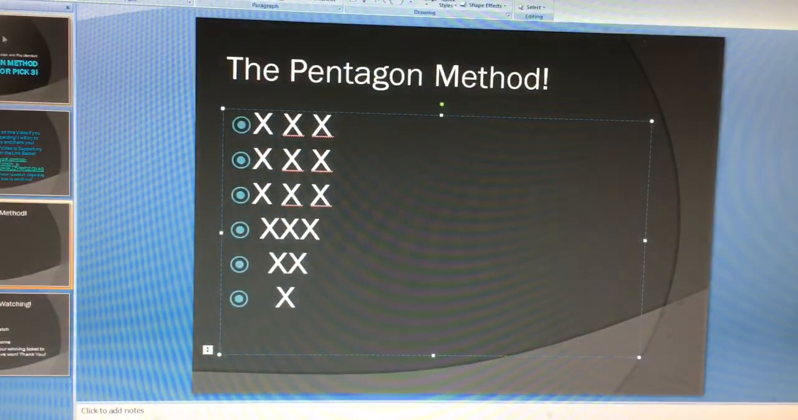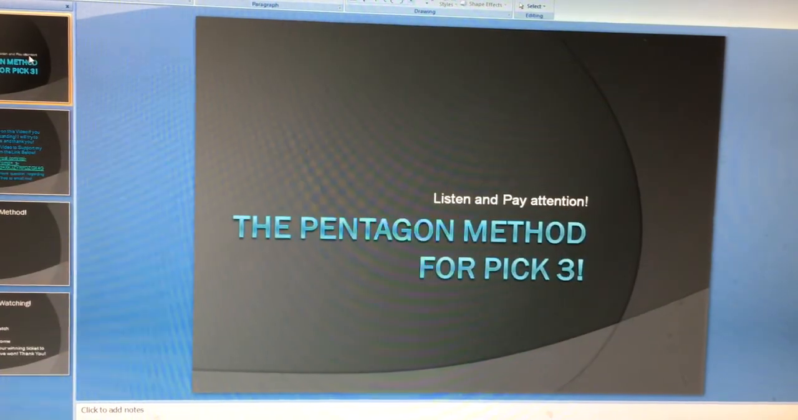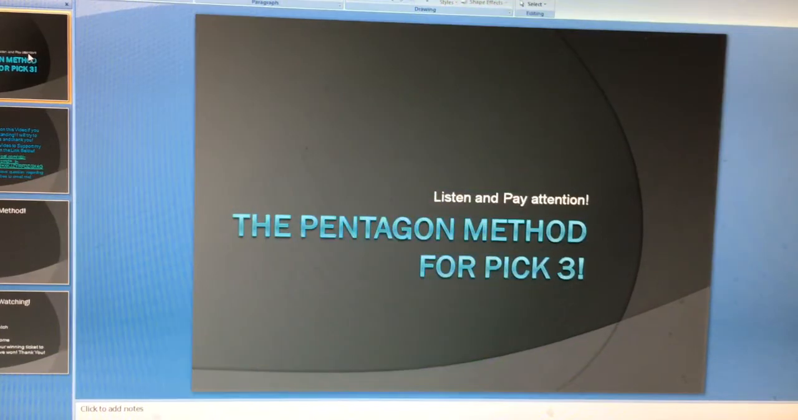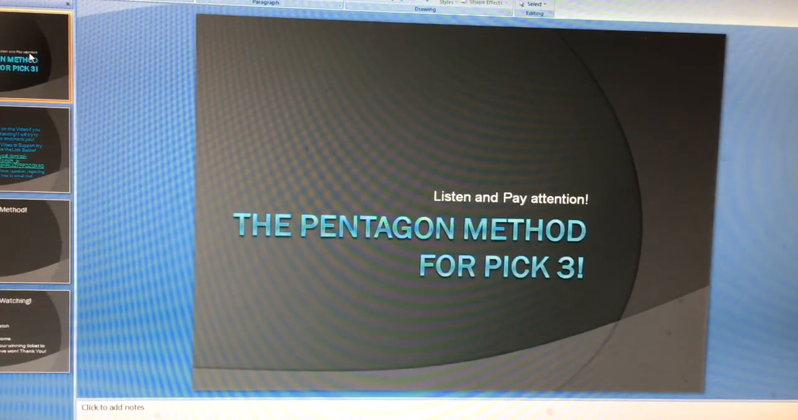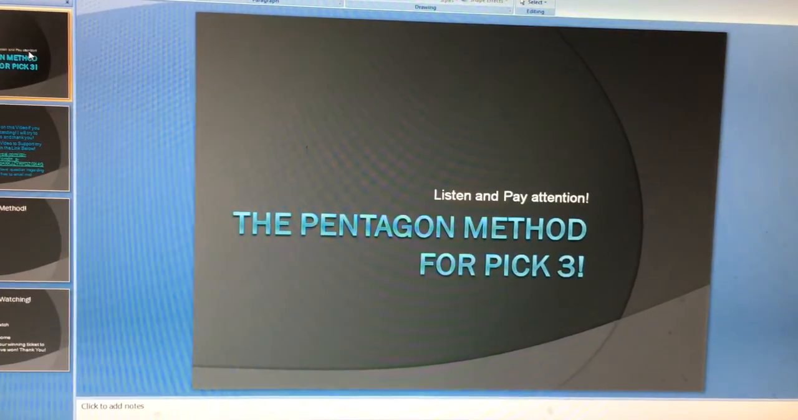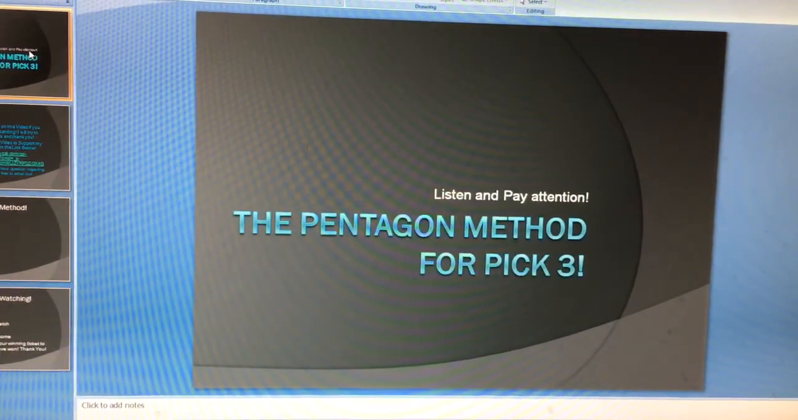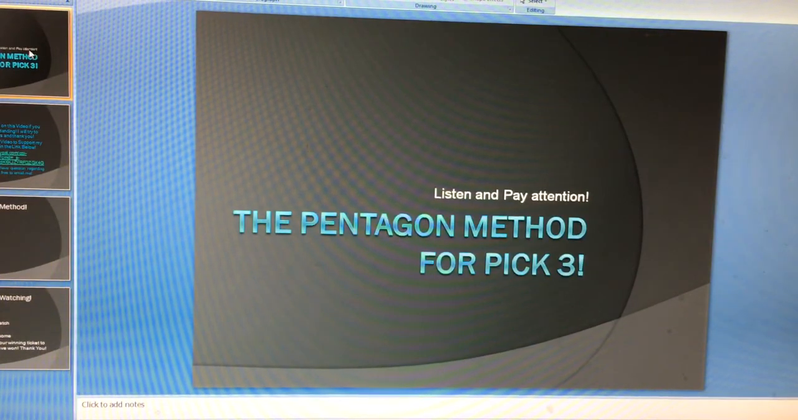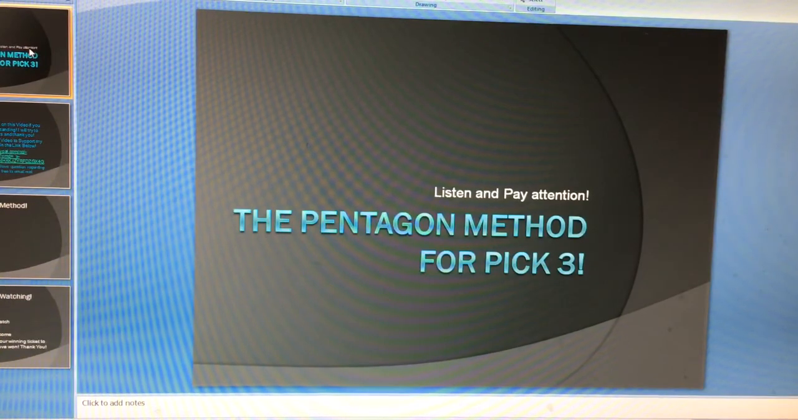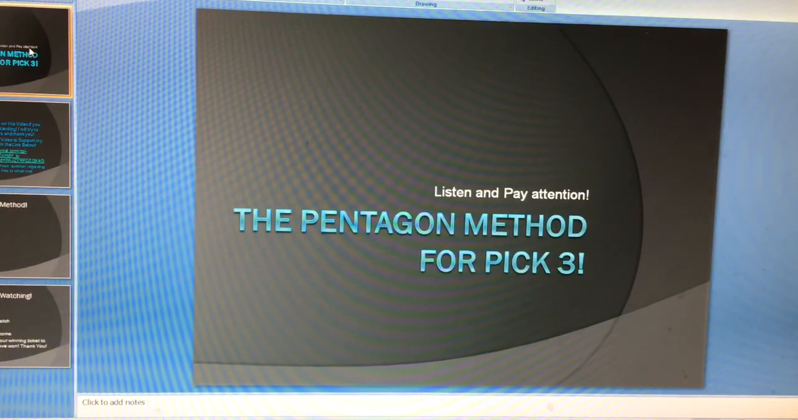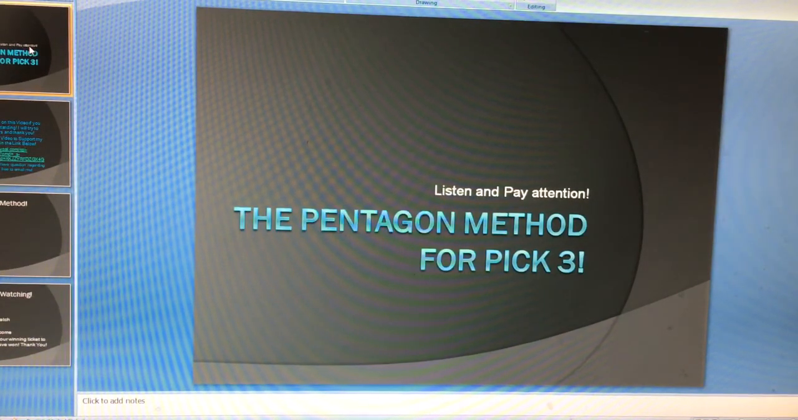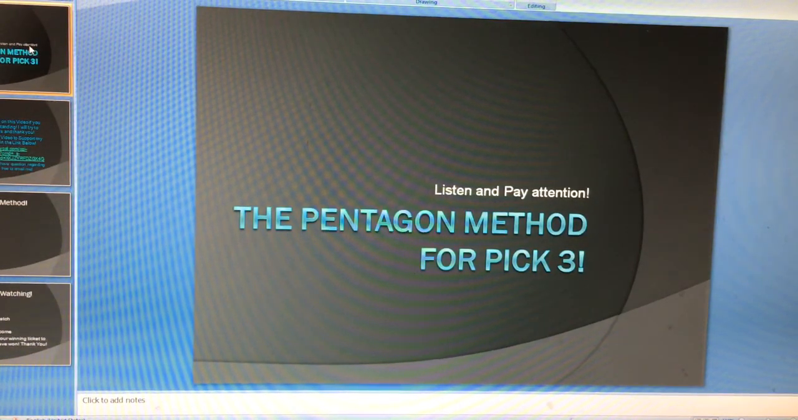And in this video, it's about the Pentagon method for Pick 3. Remember that the angles are your best friend. So that means do not play the triangle method, because there's only 3 angles. The fewer angles there are, the fewer hits you're going to get. The more angles there are, the more hits you are going to get.